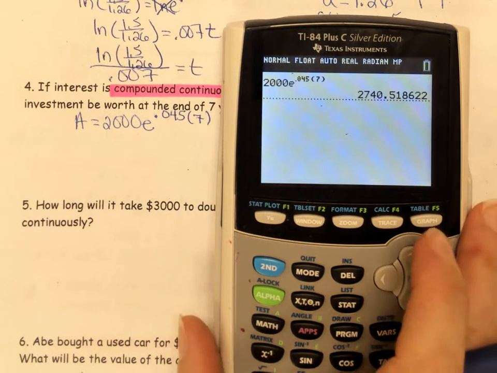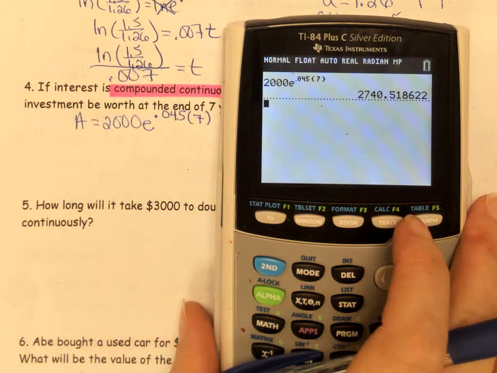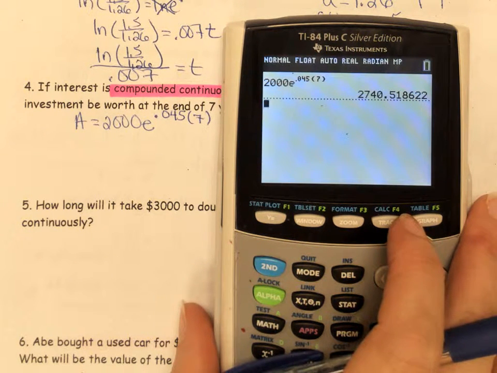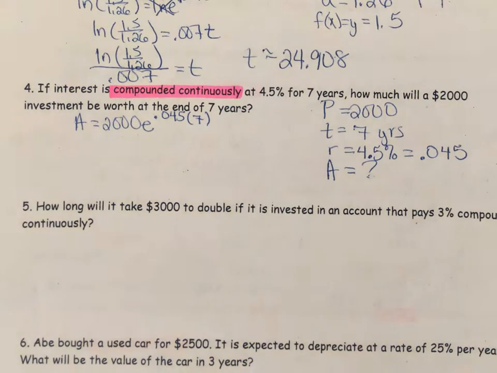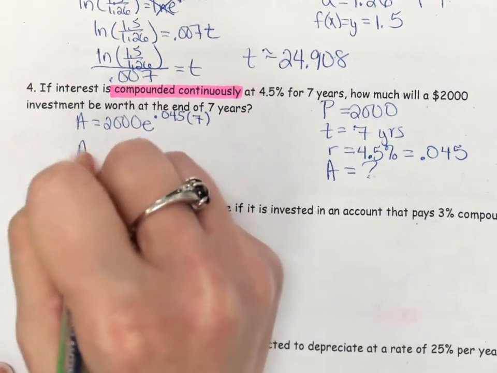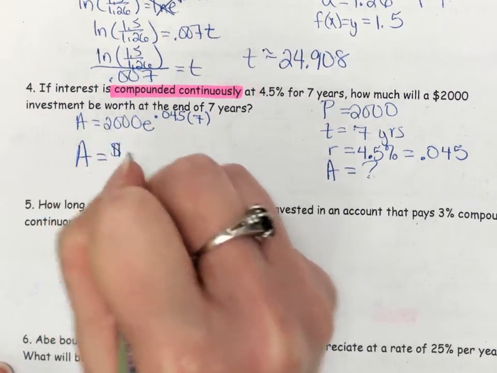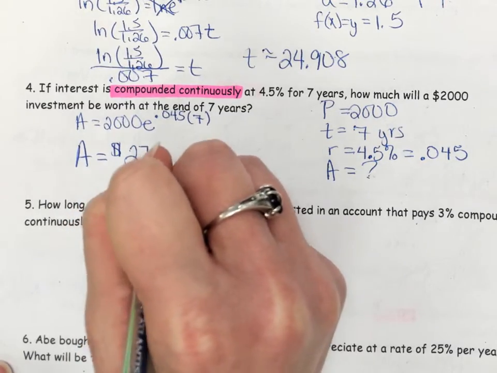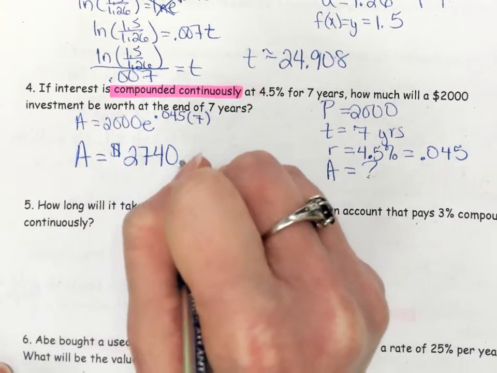What'd you get? 2,740.58. Well, we're dealing with money, so how many decimals are we going to do with money? 2. So it'd be 2,740.58, right? So what is the amount of money at the time of 7 years?